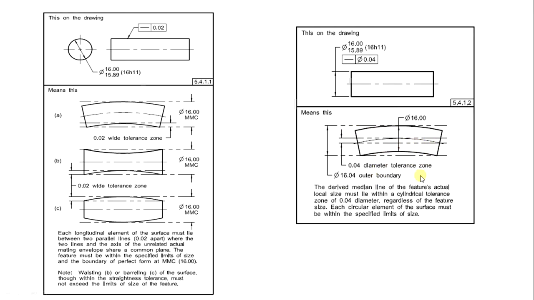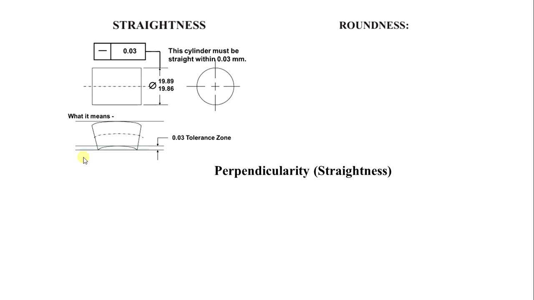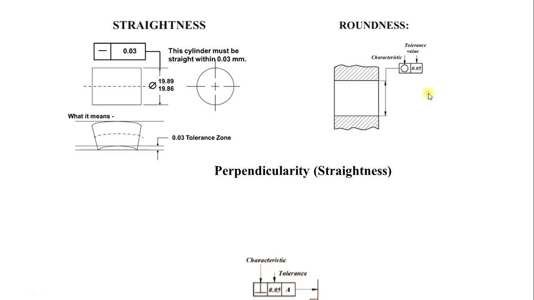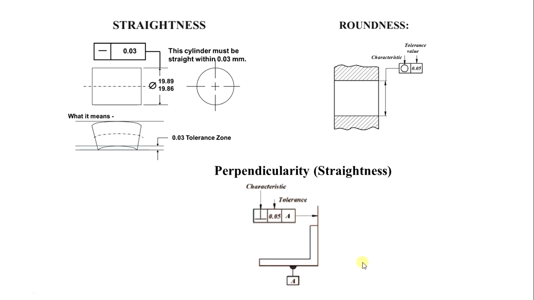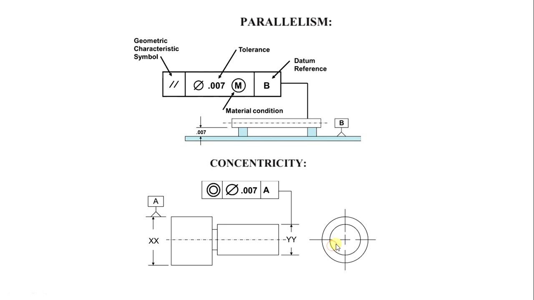Similar is the case in angularity. We have to find out the different medians, which are the derived line of the feature's actual local size. Then we have straightness as discussed, that is the tolerance zone shown over here. The cylinder must be straight within the given tolerance, that is 0.03. Then we have roundness, which will be considered within the tolerance, this one 0.05. Then we have perpendicularity, or parallelism with some sort of modifiers, that is material limits. Then with respect to the datum, or either we have concentricity.